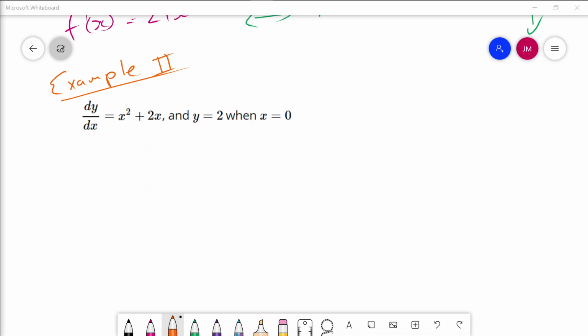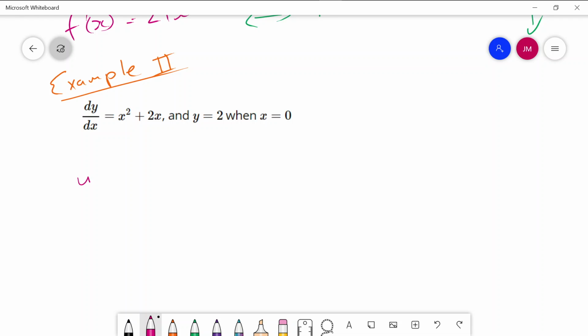So let's look at this example here. We've got dy dx equals x squared plus 2x, and we know when y equals 2, x equals 0. So now we have a point that it goes through. We should be able to find whatever that constant is. So let's go through it nice and slowly together.